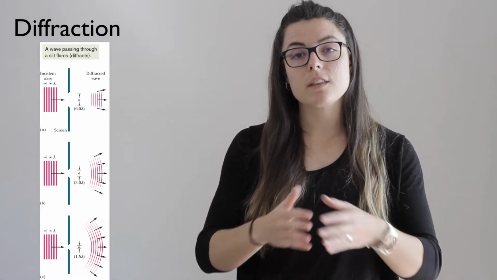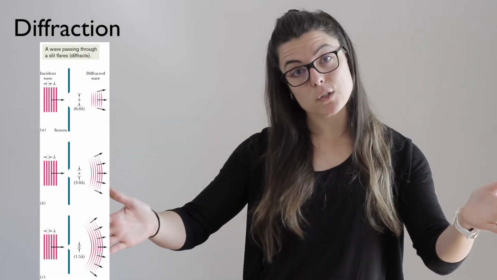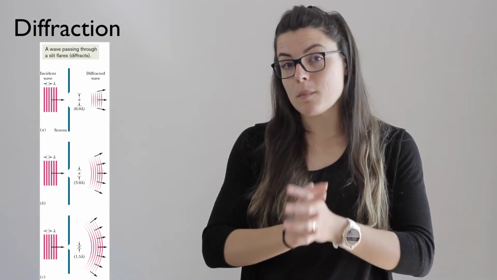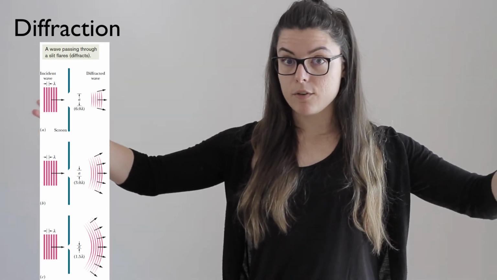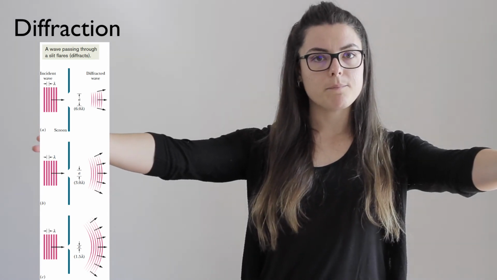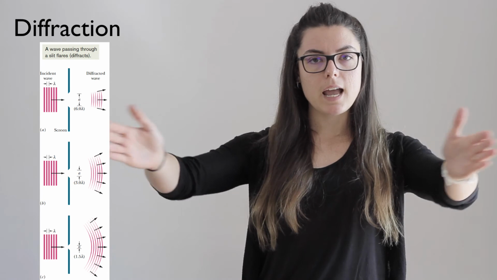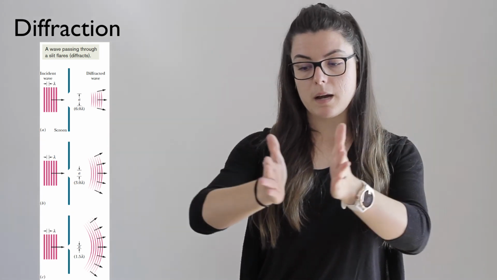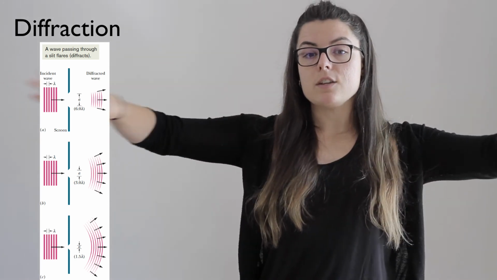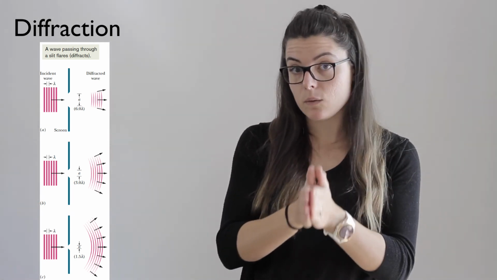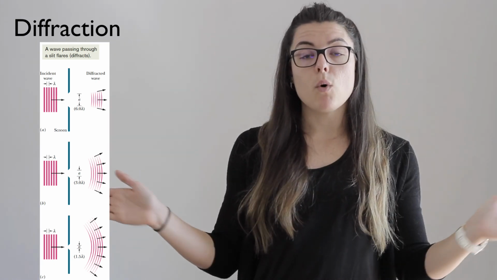Now, the amount that the light actually bends once it passes through a slit is dependent upon the slit width. Remember, for a slit that's really quite large, the light's just going to pass through. As we start narrowing it down, the light is going to start diffracting out more until it becomes really narrow, and then you get more and more diffraction. So remember, smaller slit width equals more diffraction.